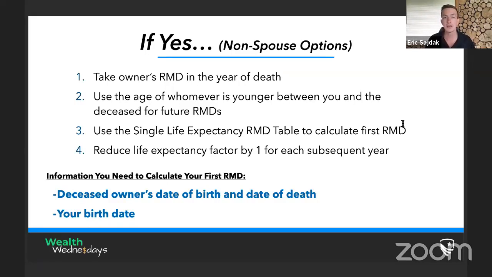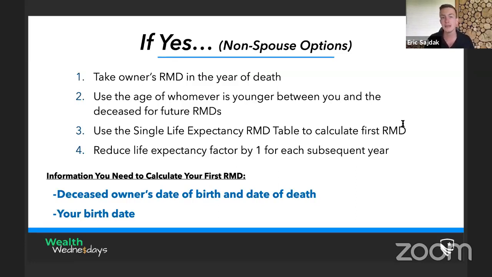Okay, you have to take the owner's RMD in the year of death. Okay, so let's say someone passed away this year, or let's say they passed away in 2019, because we're talking about pre-Secure Act rules, and they were receiving RMDs. Okay, you have to take their RMD for the given year. You don't get out of their RMD because, again, they were set to have to take an RMD for that year. So you have to take the RMD based on their RMD table, their single RMD table.